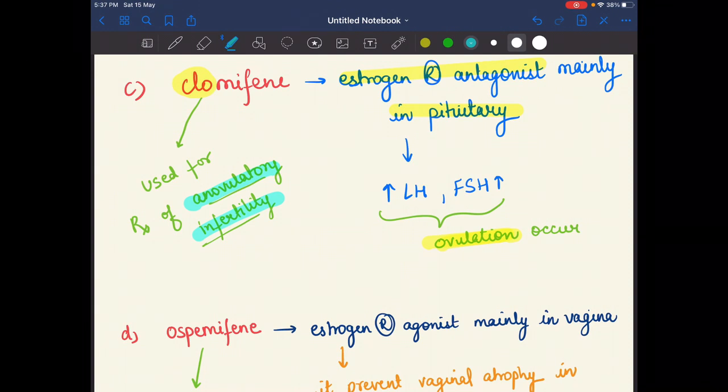So it is given in infertility condition. So used for treatment of anovulatory infertility.